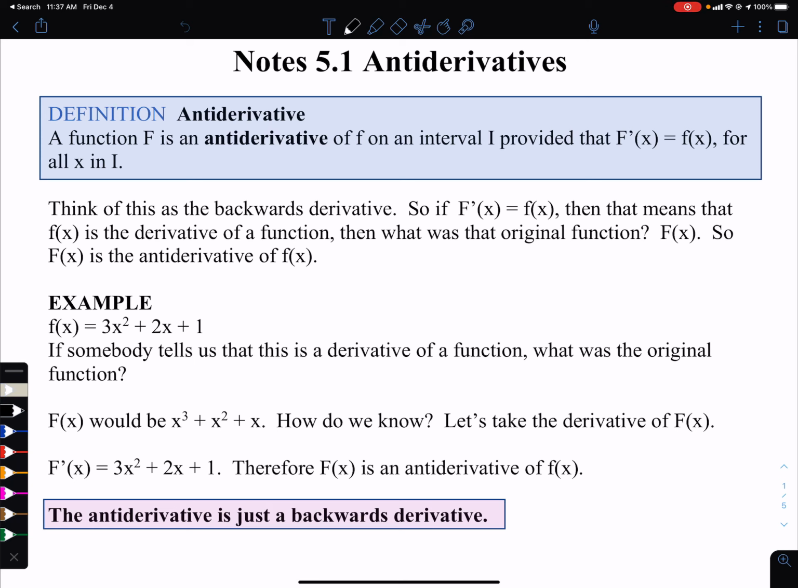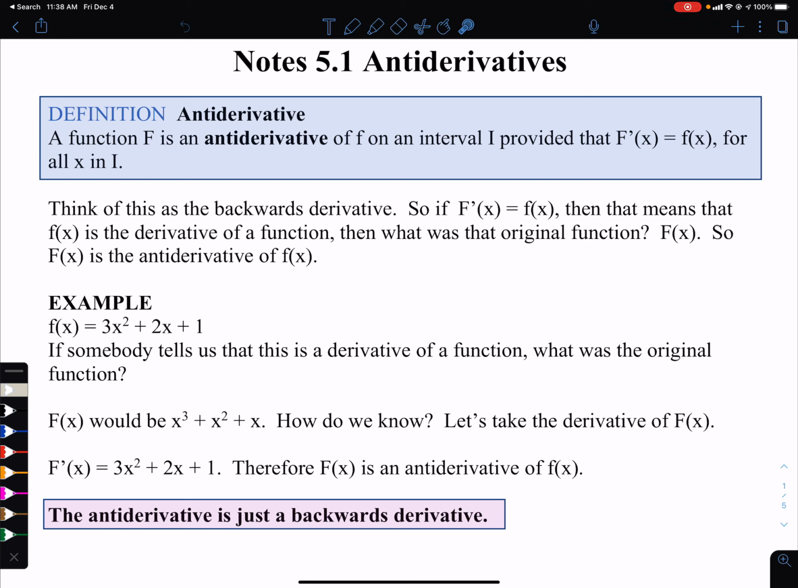We're starting Chapter 5, Section 1, Integrals and Antiderivatives. So what is an antiderivative? We see the definition here. So you need to kind of process this and think about it. F is an antiderivative of little f if the derivative of big F is little f. Now, make sure that starts to sink in.